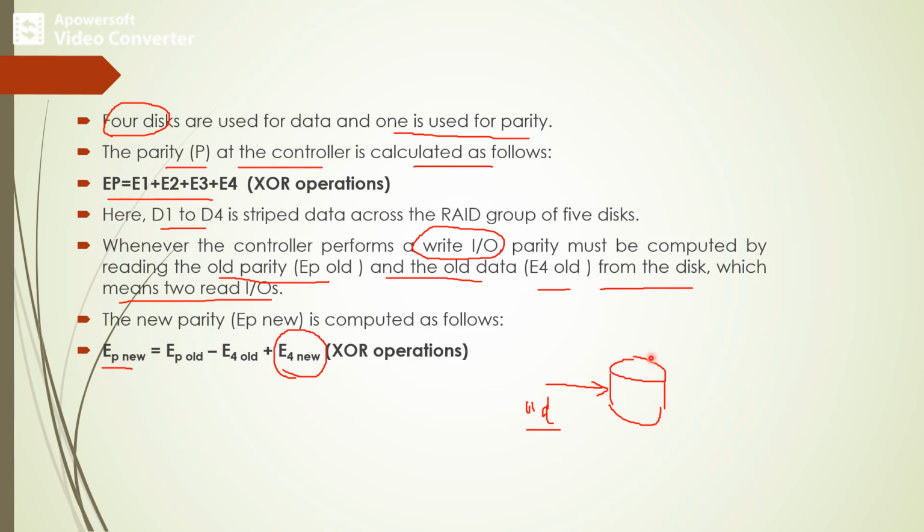I'll take this disk as disk E. Now I have to compute the new parity value EP new with respect to the old data as well as the old parity. That is, EP new is the old parity minus old data plus new data. That is how I can compute the new parity with respect to the new data as well as the old data and old parity values.